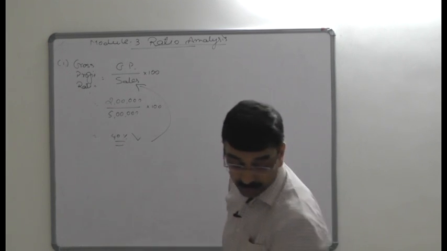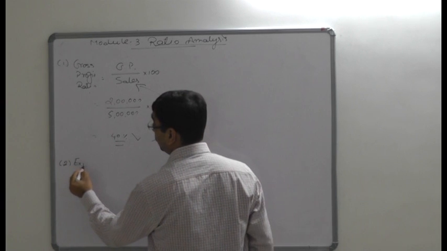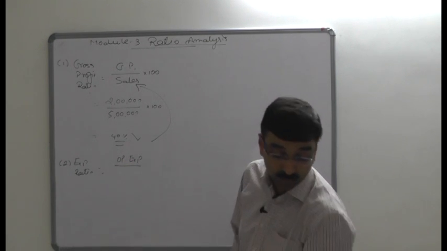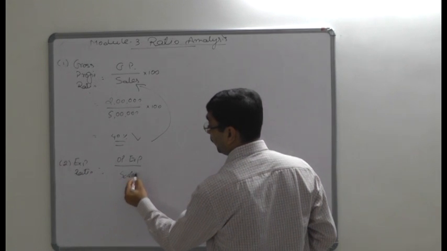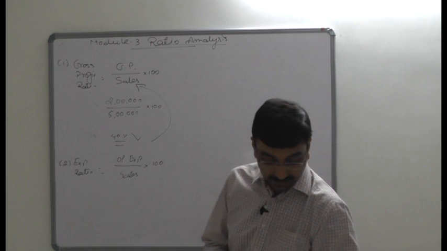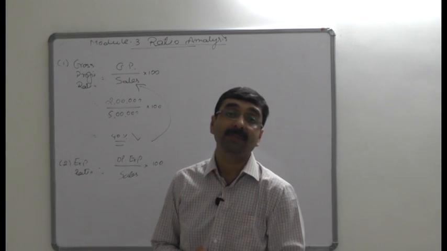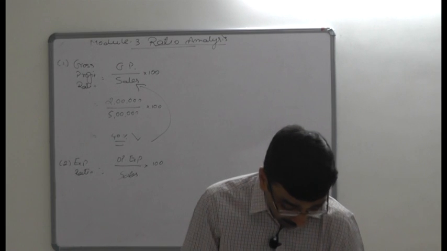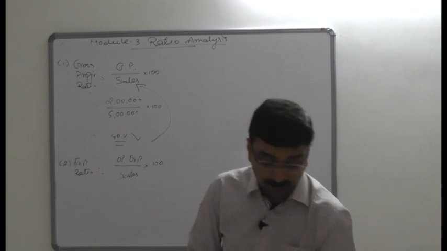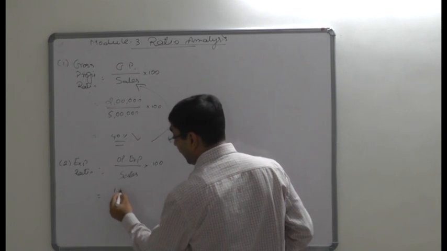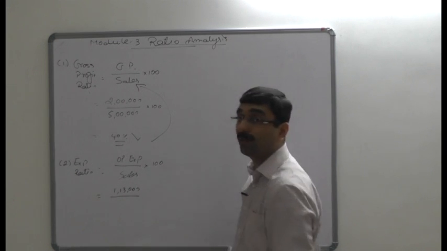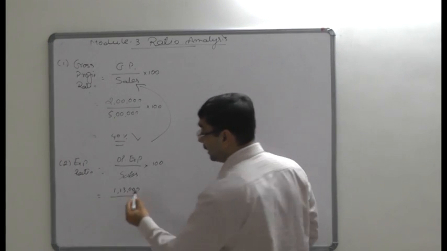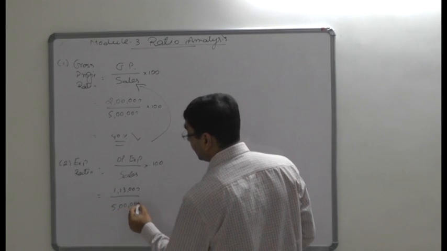The next ratio is the expense ratio. The expense ratio covers only operating expenses. Operating expenses are compared with sales, multiplied by 100. These operating expenses cover only admin expenses and selling and distribution expenses. Now in your question, the total admin and selling expenses are 1,13,000 rupees, that is 1,01,000 plus 12,000, so total operating expenses are 1,13,000 and the sales is 5 lakh.